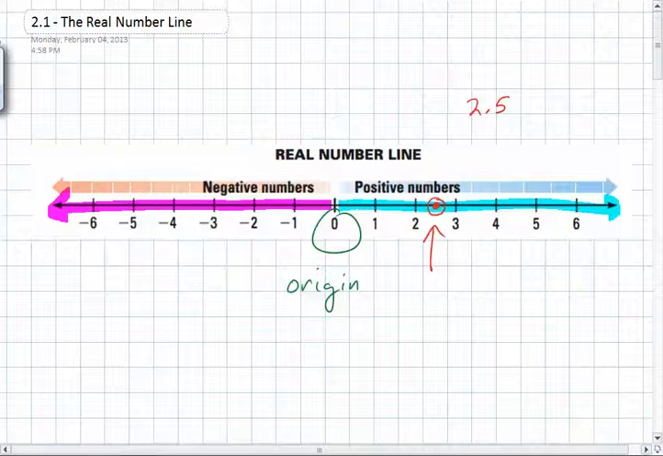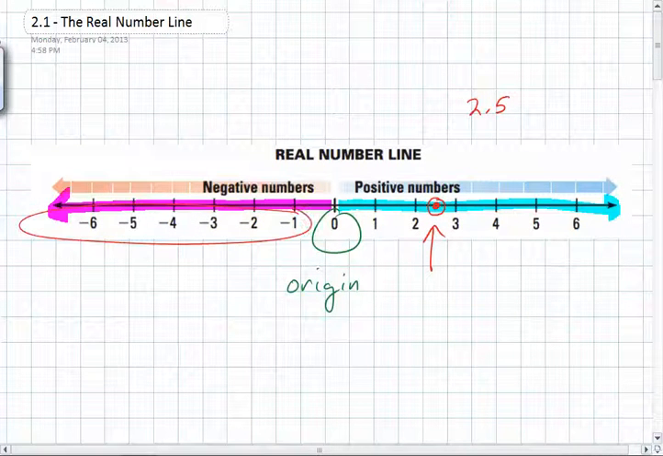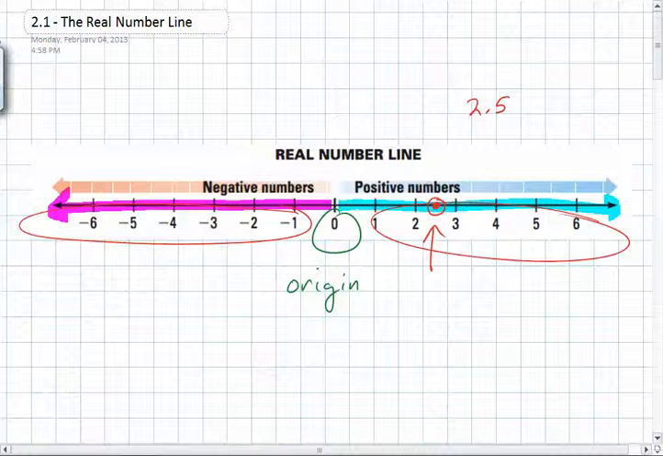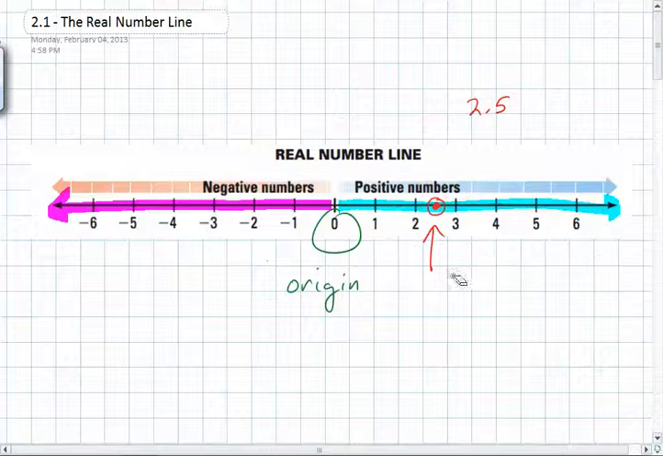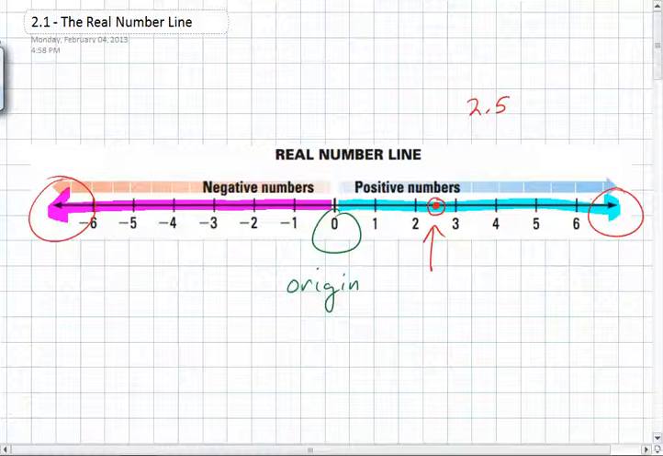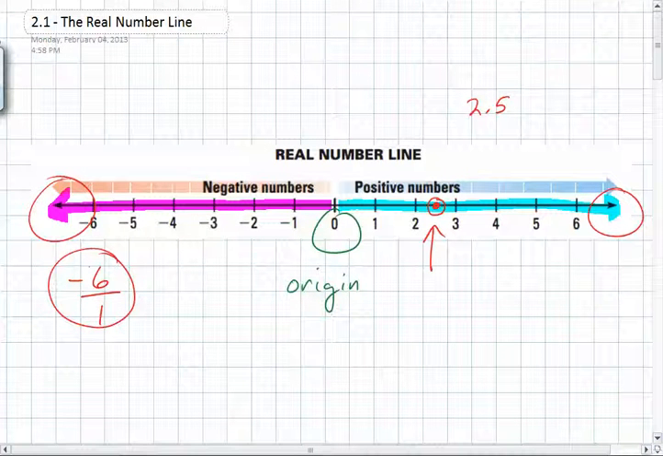Integers live at evenly spaced intervals to the left and to the right of 0. The negative integers live to the left of 0, and the positive integers live to the right. They extend infinitely, as these arrows point out, and they can always be written as fractions with 1 in the denominator in their lowest form. So negative 6 is an integer because I can write it as negative 6 over 1, and that's its lowest, most reduced form.